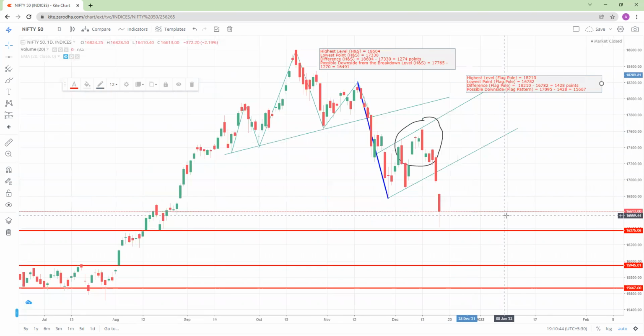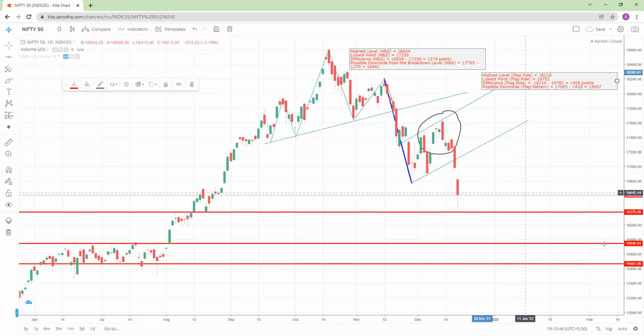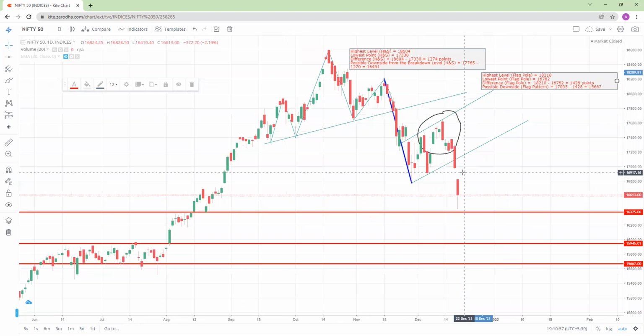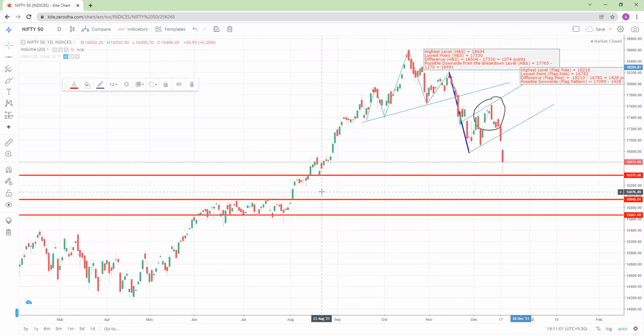So Nifty 50 as of now looks weak. The major supports are at 16,375 and then 16,945. After that, as per the flag pattern, it could possibly touch 15,667. Then we will see that some other patterns will be forming and we will be doing projections based on that.